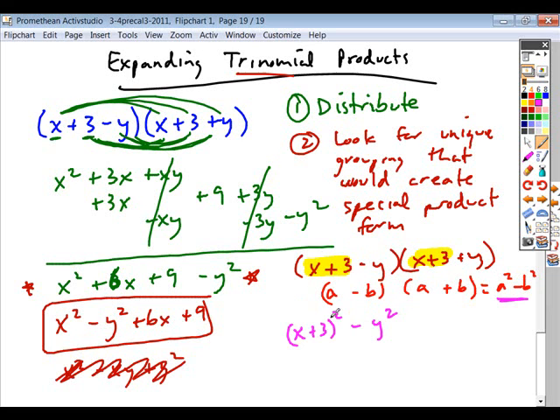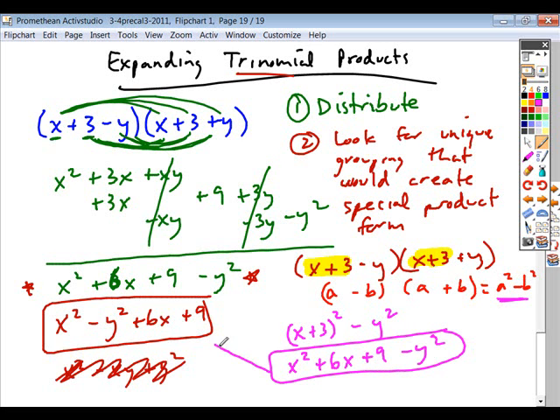And then you can just, again, apply your special product form here. Square the first term, double the product of the terms. So x times 3 is 3x. Double that, you get 6x. Square the last term, plus 9 minus our y squared. And what you see is this winds up giving us the exact same answer. It's a little more efficient if you can see it, right? But you can choose either of those methods, either distribute or look to group.